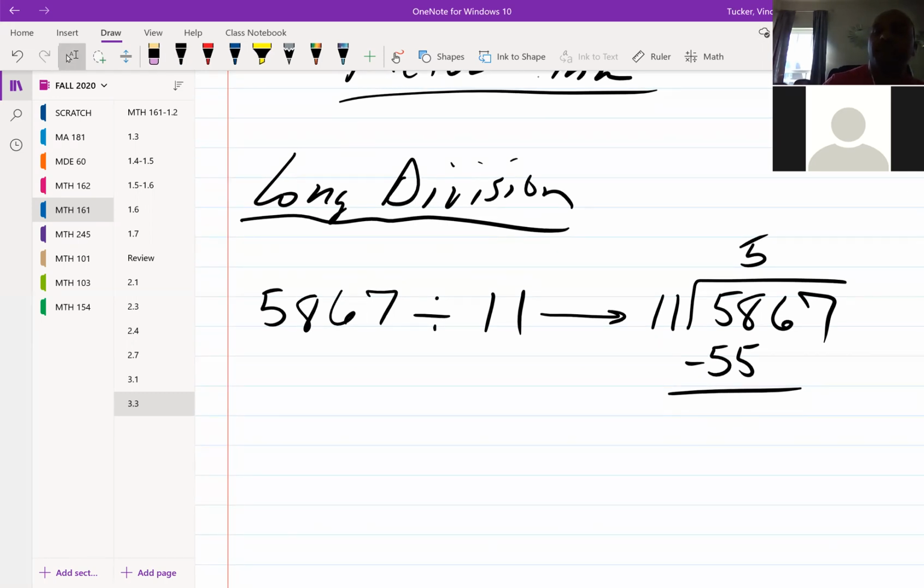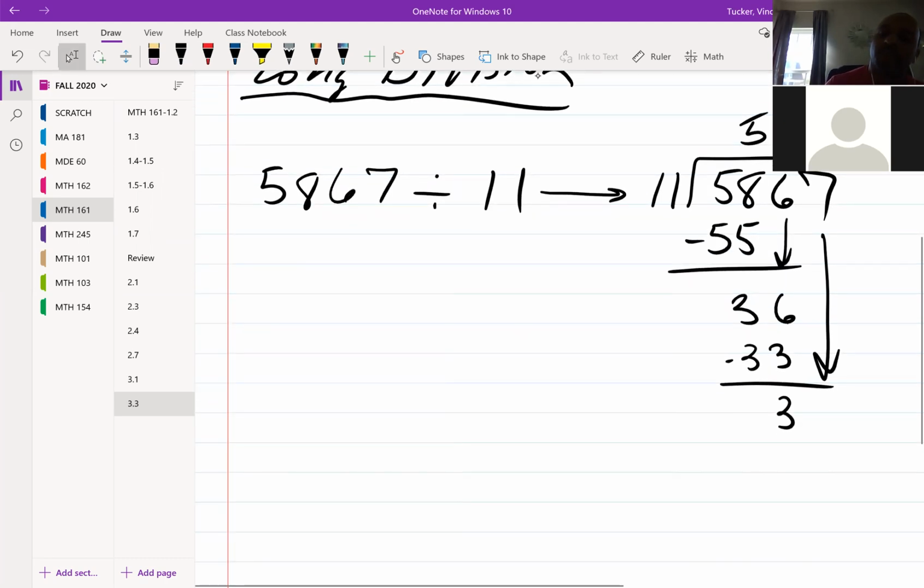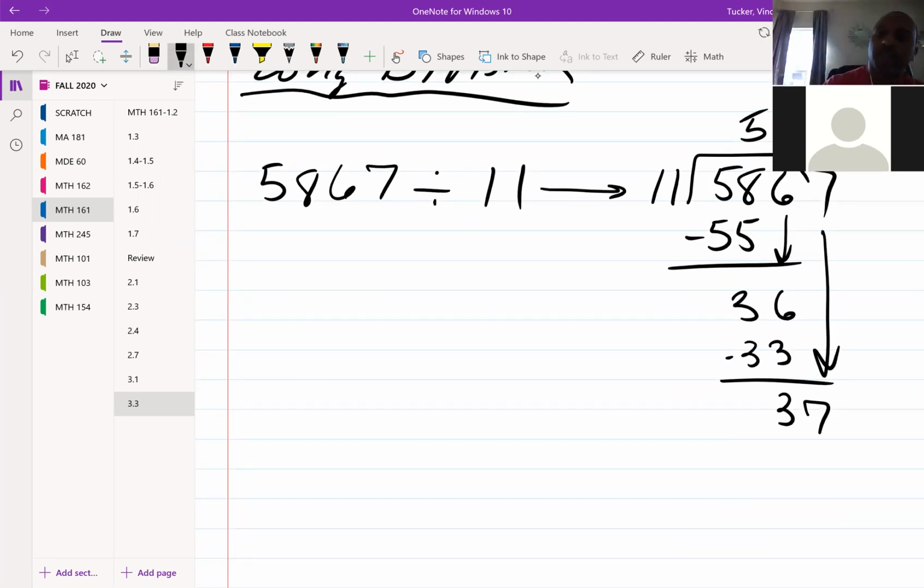5 times 11 is 55. Subtract them. 58 minus 55, 3. Bring down your 6. 11 goes into 36 3 times. That's 3 times 11, which is 33. Subtract, that's 3. Bring down your 7. 11 goes into 37 3 times. 3 times 11 is 33. Subtract. And then we're done with the problem because there are no more numbers under the divisional bar or in the radicand. So now we can set up our answer.